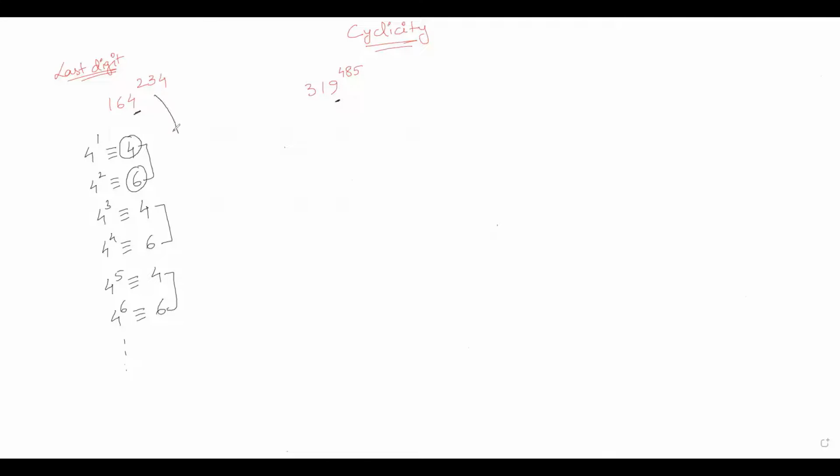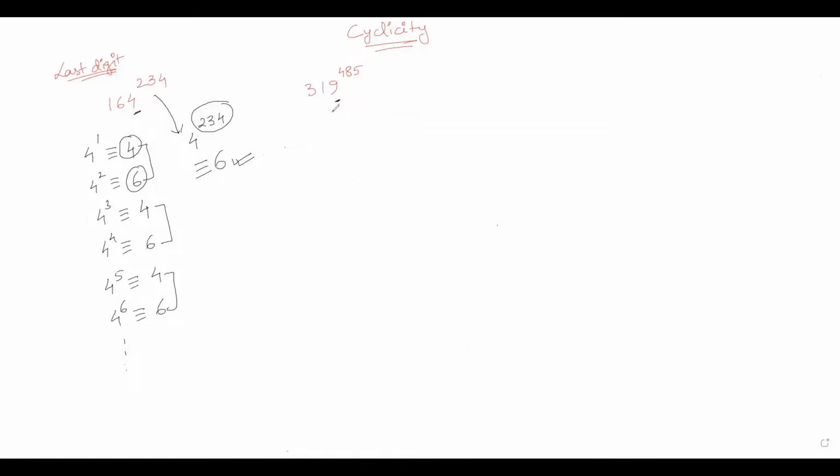And the last digit of 164 raised to power 234 would be same as the last digit of 4 raised to power 234. And since 4 has a cyclicity of 2 and 4 raised to some odd power gives us the unit digit as 4, and 4 raised to some even power gives us the unit digit of 6, and here 234 is an even number, so the last digit of 4 raised to power 234 would be simply 6.